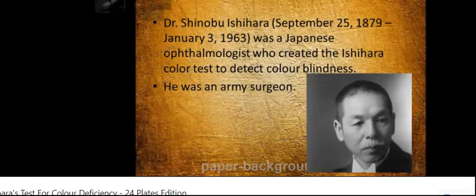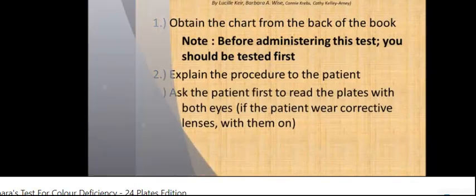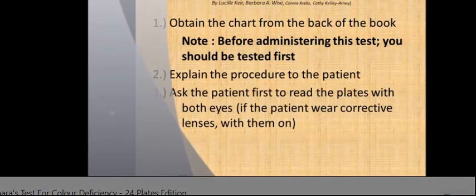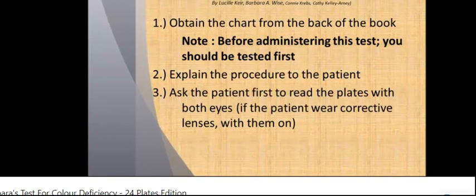Dr. Shinobu Ishihara was a Japanese ophthalmologist who created the Ishihara color test to detect color blindness. Steps and procedure. Obtain the chart from the back of the book. Note, before administering this test, you should be tested first. Explain the procedure to the patient. Ask the patient first to read the plates.